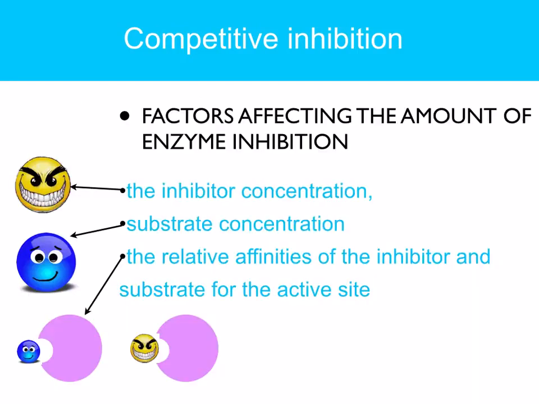So what are the different factors that affect the amount of enzyme inhibition? Well, in terms of competitive inhibition, the inhibitor concentration. So the greater the inhibitor concentration, what will happen? What do you think will happen? If you increase the inhibitor concentration, the slower the rate of reaction. If you increase the substrate concentration, then there's more chance of the substrates competing with the active site. And then the last point is the relative affinities of the inhibitor and substrate for the active site. What does this mean? Well, it's the binding power of the substrate or the inhibitor for that active site.